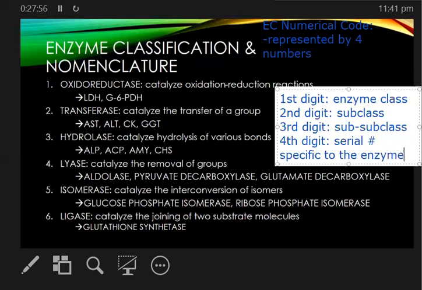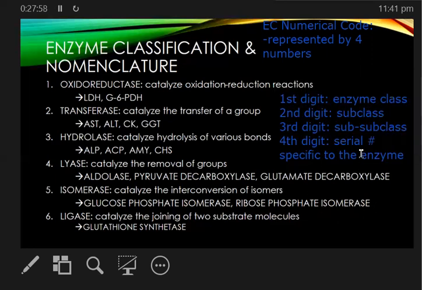So that means no EC numerical code is the same. Okay, the EC numerical code of our enzymes are different from one another. This is because of the fourth digit. Okay, the fourth digit makes enzyme nomenclature, or the naming of your enzymes, unique from one another. All right, so please do not forget that.